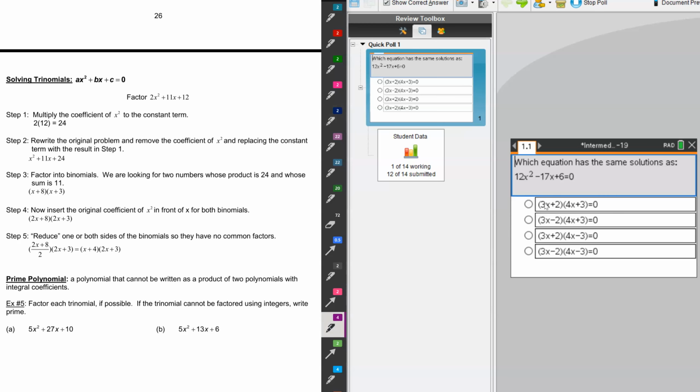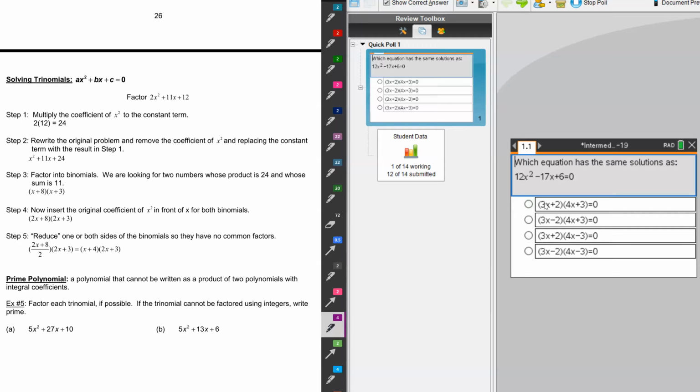First step, we see we have a polynomial, a quadratic, with an a that's not 1. There's a 12 in front of the x squared. Go over our hierarchy first. Is there a common factor between 12, 17, and 6? Can I pull out any number? No. Okay, check.